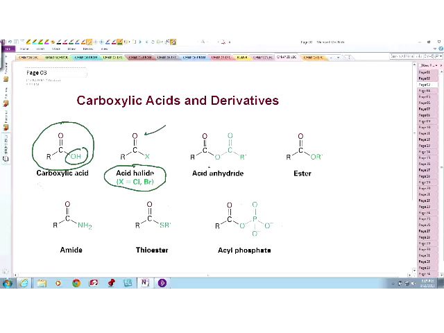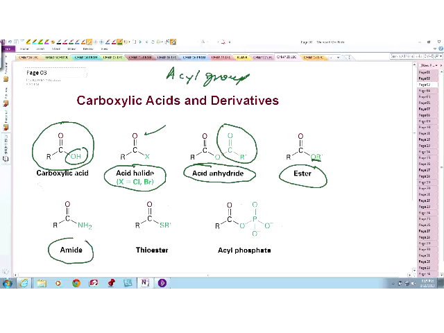Now in the acid anhydride, right here, the hydrogen of the hydroxy group of the corresponding carboxylic acid has been replaced by this group here, which we call the acyl group. Then we have the ester. In the ester, the alkoxy group, this here, has replaced the hydroxy group of the corresponding carboxylic acid. And then we have the amide. In the amide, the amino group, this here, has replaced the hydroxide from the corresponding carboxylic acid.